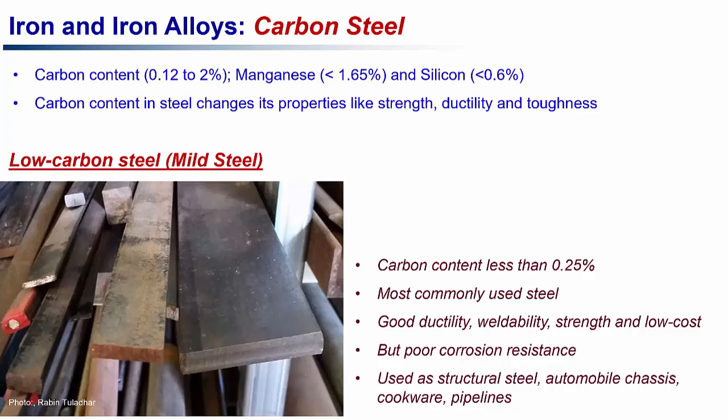It is used for making automobile chassis, cookware, pipelines, and also in construction industries. Mild steel has good ductility, weldability, and strength, and it is also less expensive. It, however, has poor corrosion resistance, and it must be painted or protected against corrosion.